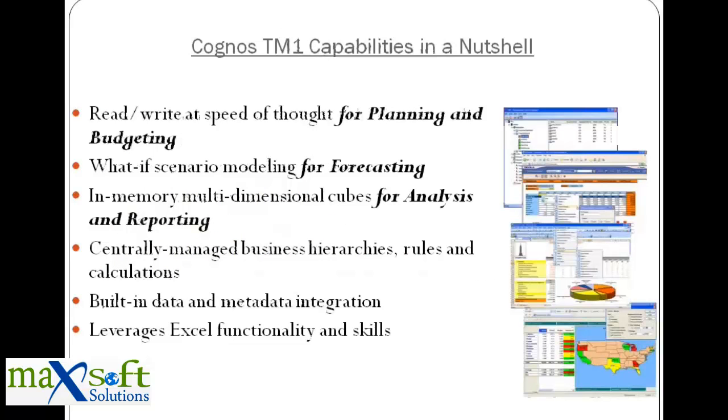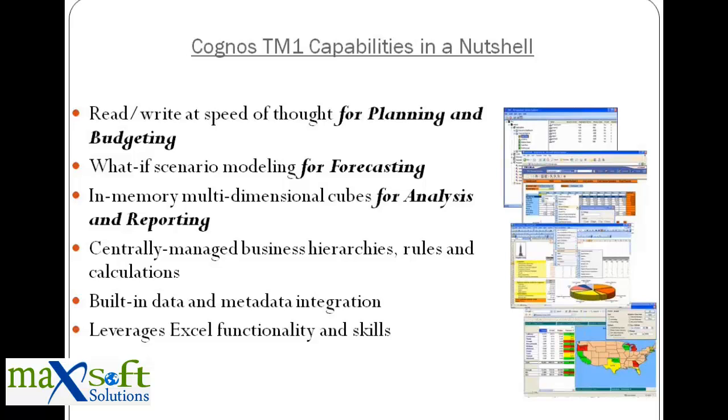In a nutshell, the read and write capability of TM1 is really very fast. You can do your what-if scenario modeling for forecasting. It's in memory. Whatever you view, whatever you write is in your RAM. It's a new technology in TM1 called in-memory. Basically, all your data does not lie on your hard disk. It lies in your memory, in your RAM. So the data retrieval speed is very fast when accessing the TM1 cube, and the analysis and reporting is very fast as well.